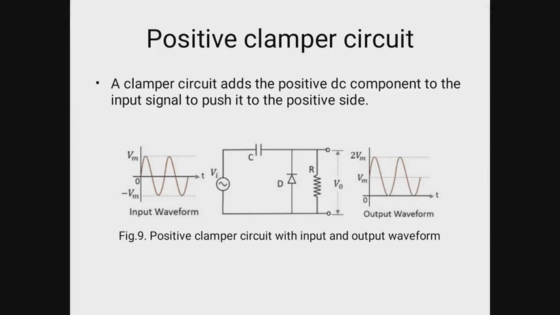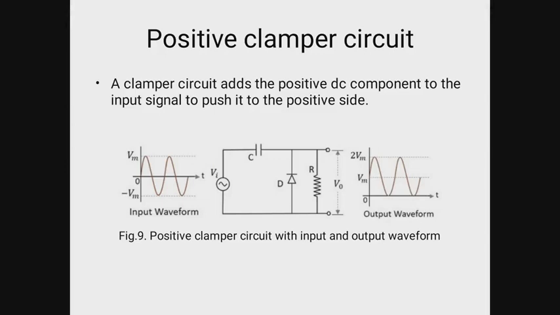So when the negative peak is passing across the diode, the diode is in conducting state, which means the capacitor is in full charging condition. So the capacitor voltage Vc is equal to minus Vm, which is the maximum peak voltage of the signal. Now in the second case, which is the open circuit case, the diode is in non-conducting state, which is the positive peak consideration.